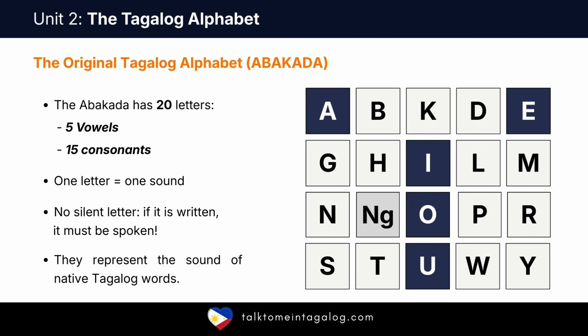I'll now read the original Tagalog alphabet. Listen carefully to how each letter sounds. Then, repeat after me. A, ba, ka, da, e, ga, ha, i, la, ma, na, nga, o, pa, ra, sa, ta, u, wa, ya.